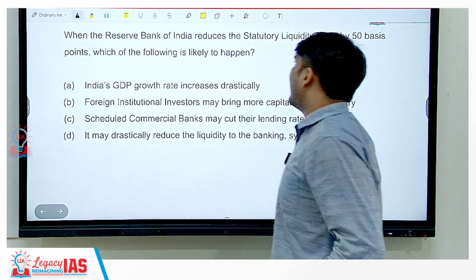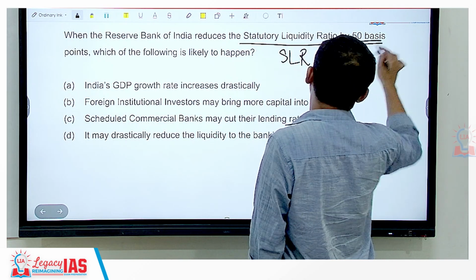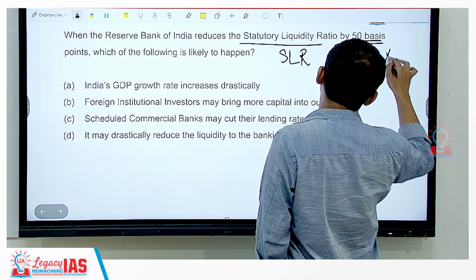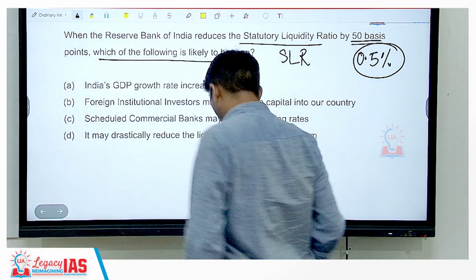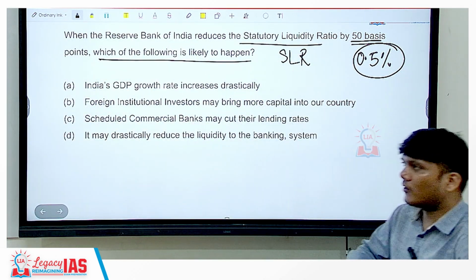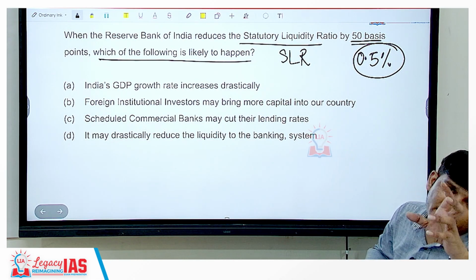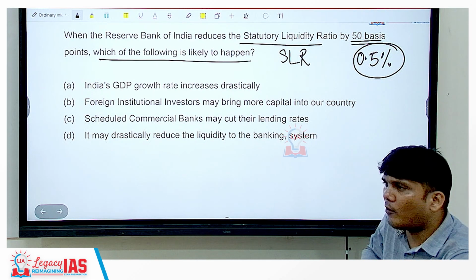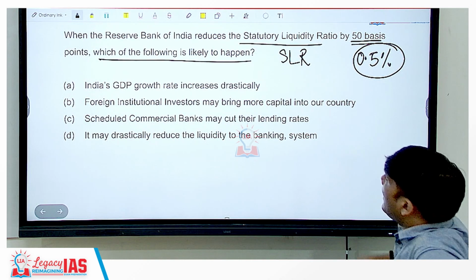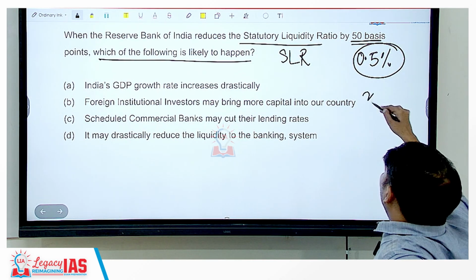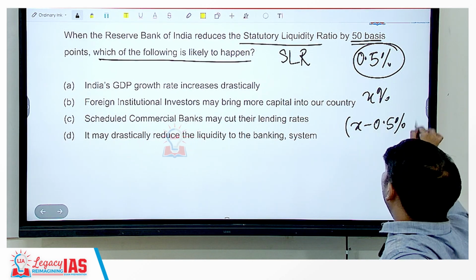When the Reserve Bank of India reduces the statutory liquidity ratio, SLR, by 50 basis points, as in by 0.5%, which of the following is likely to happen? Now, this is a very logical question. Think of it. What is SLR? Statutory liquidity ratio is the amount that the bank is required to keep with themselves in the form of liquid assets, for example gold. So if earlier the SLR was X%, now it is X minus 0.5%. So SLR has now been reduced.